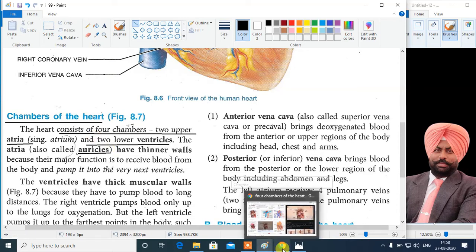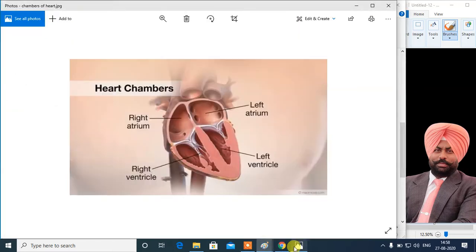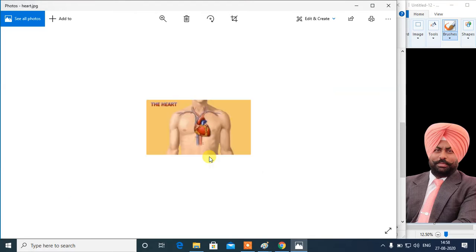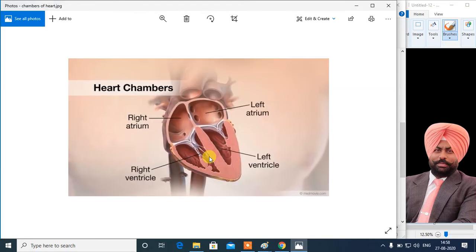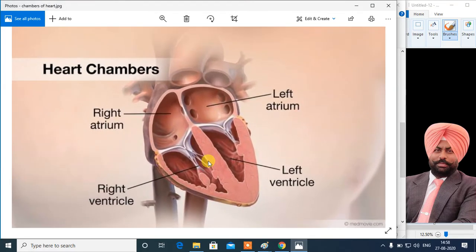Let's understand this with the help of an image. Here you can see the 4 different chambers of the heart. 2 are in the upper position, one on the left hand side and the second on the right side. And lower, again there are 2 chambers, one on the right hand side and the second on the left hand side. The upper 2 chambers are called the right atrium and left atrium. The lower chambers are called the right ventricle and the left ventricle.